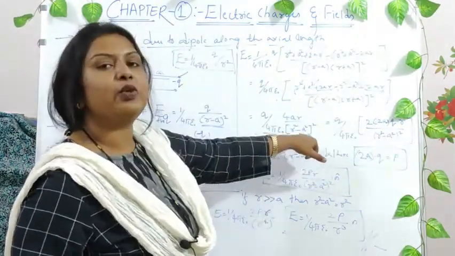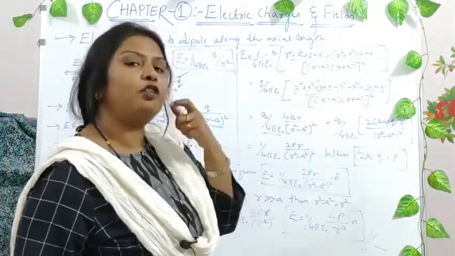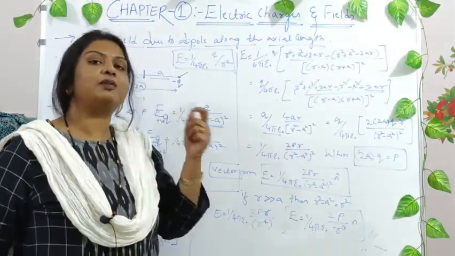This is again a mathematical formula, right? It can be written as A square minus B square. What is the formula for A square minus B square? It is A plus B and A minus B.